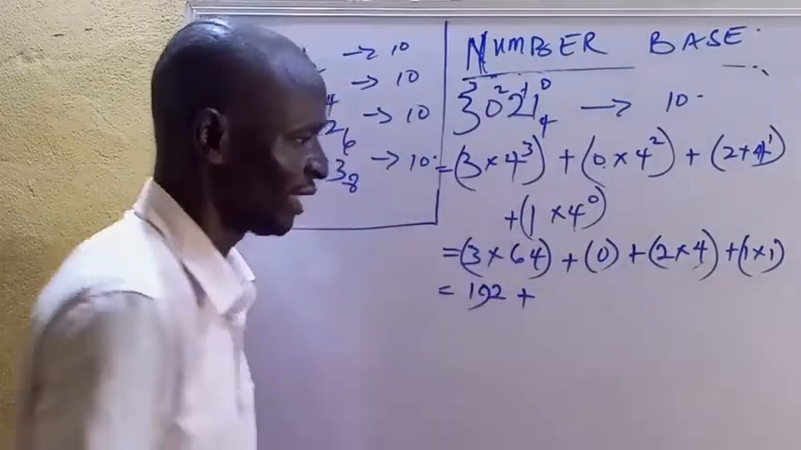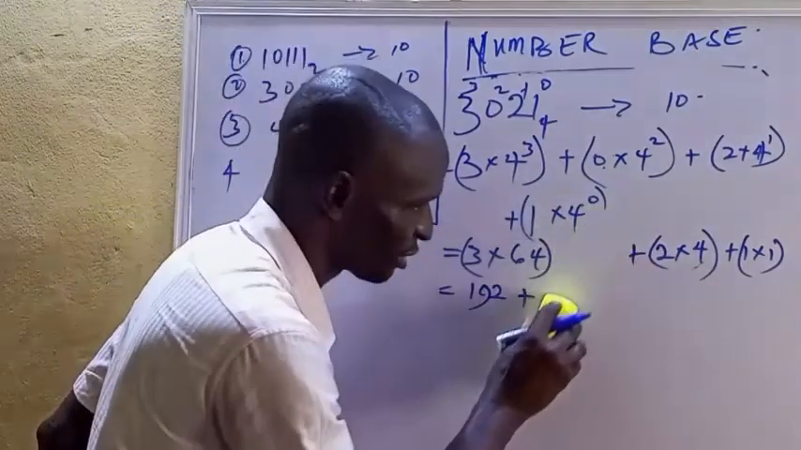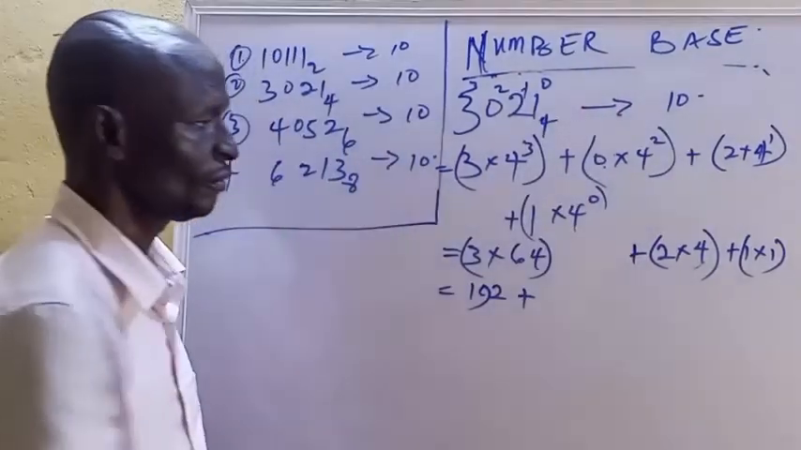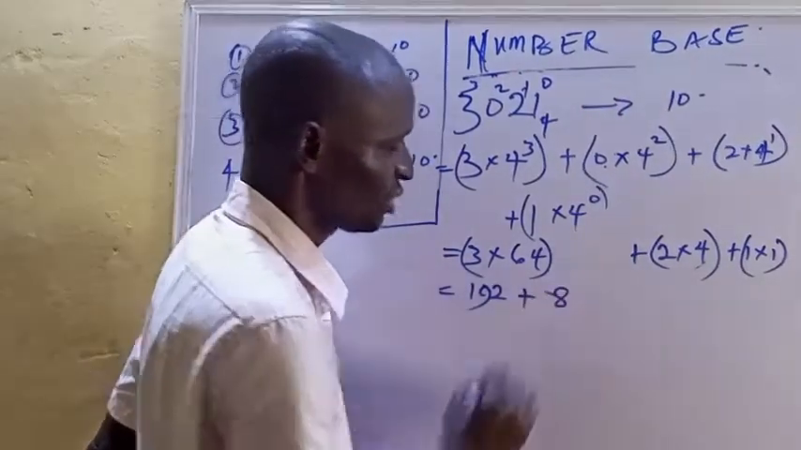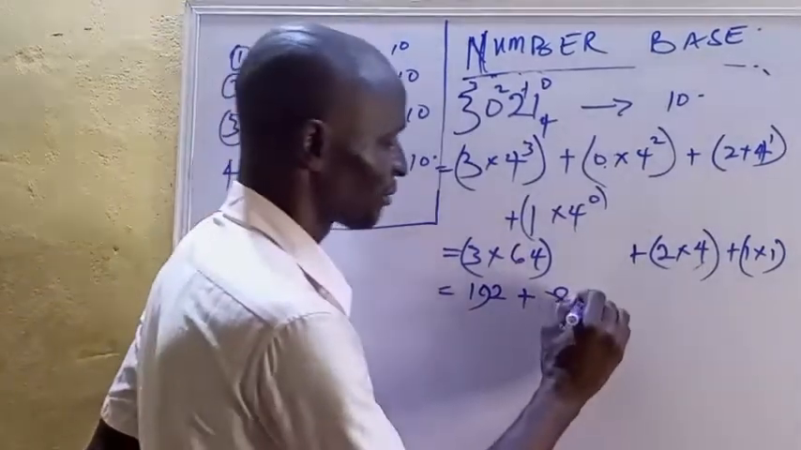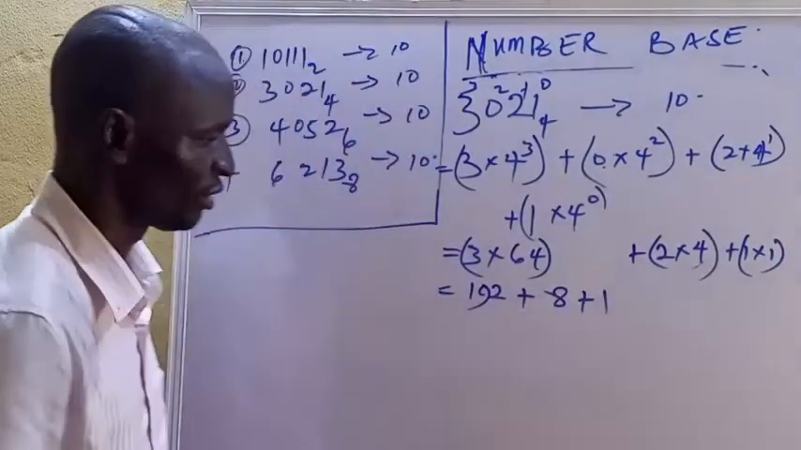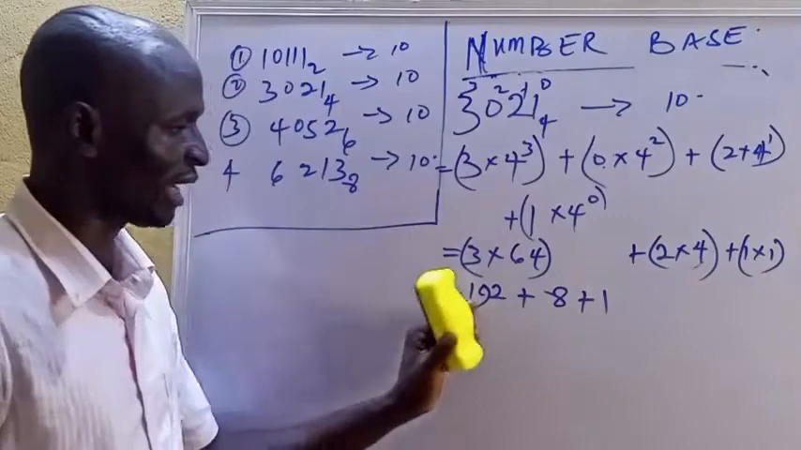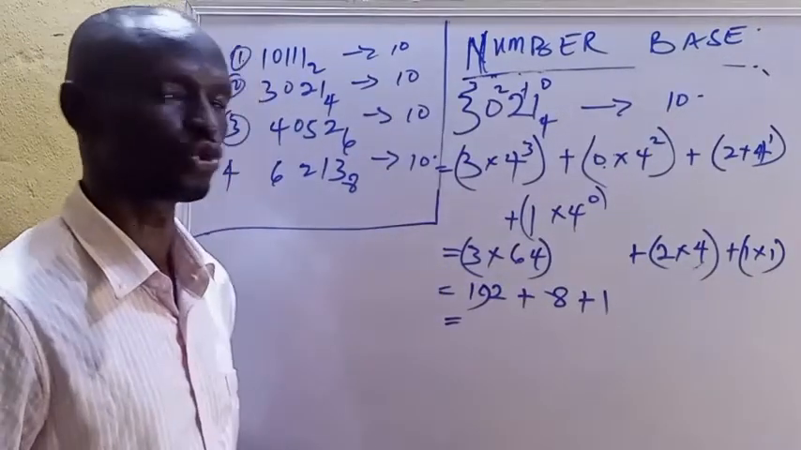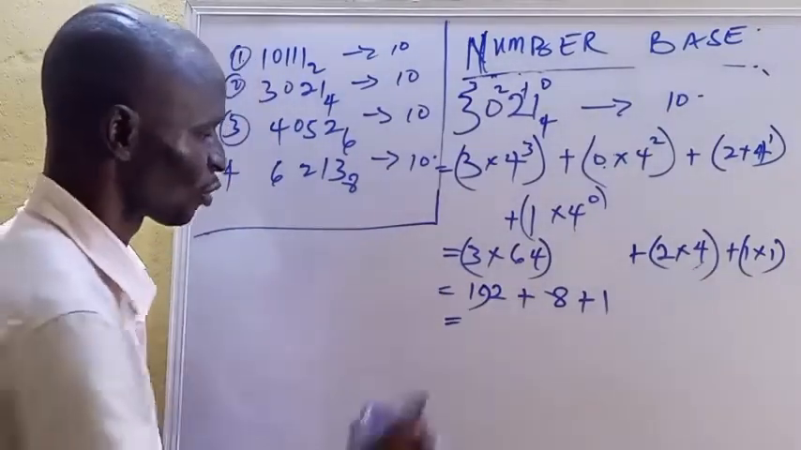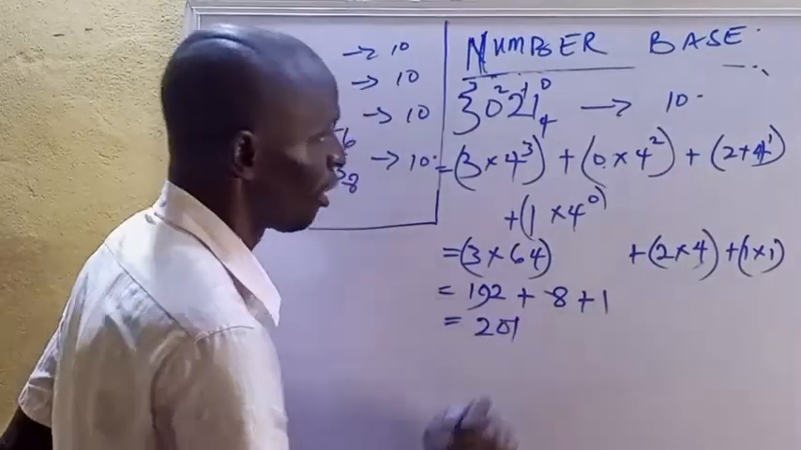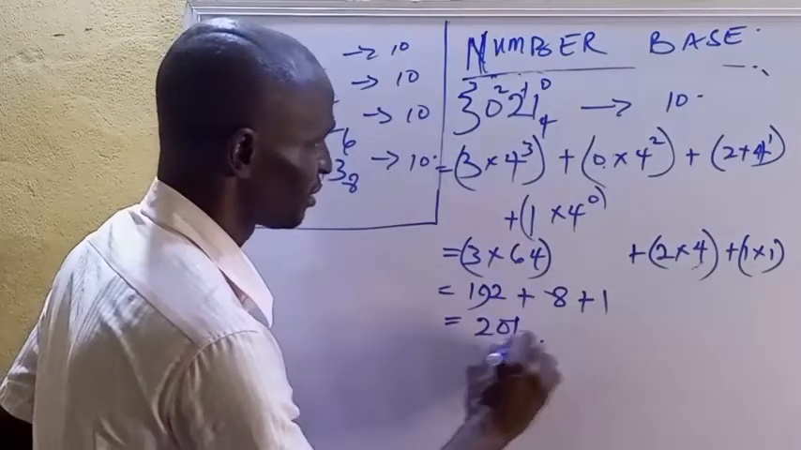Plus 0, I think I can forget about the 0. Let's block this off. Plus 8. 2 times 4 is 8, and 1 times 1 is 1. So that I have 192 plus 8, that's 200. 200 plus 1, that's 201 base 10.